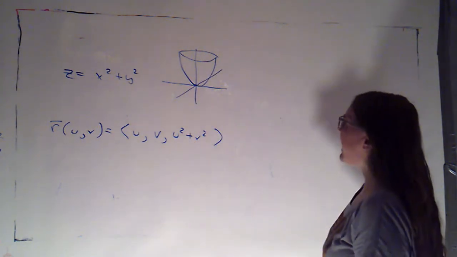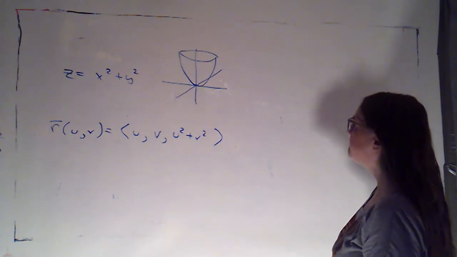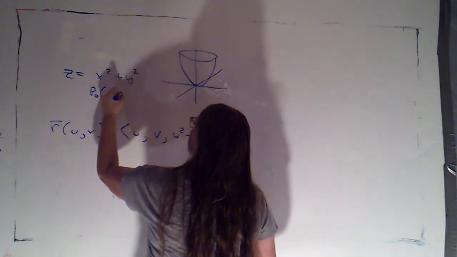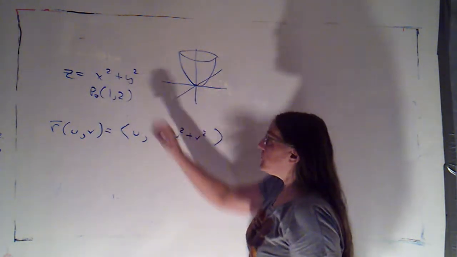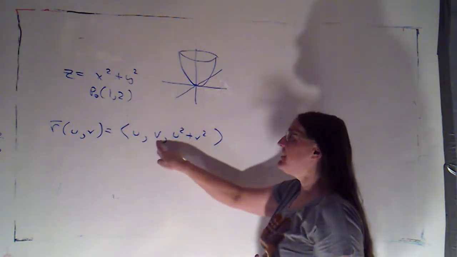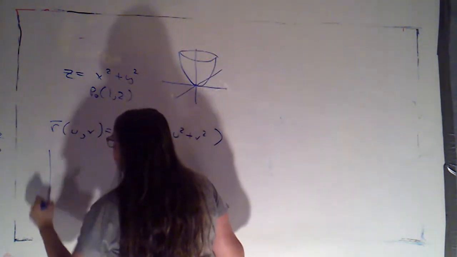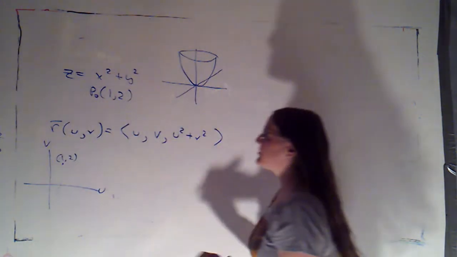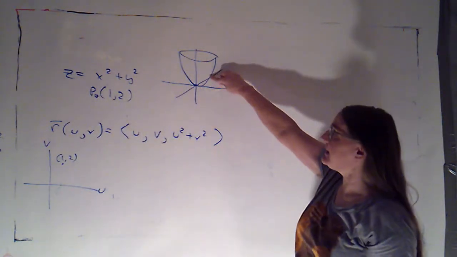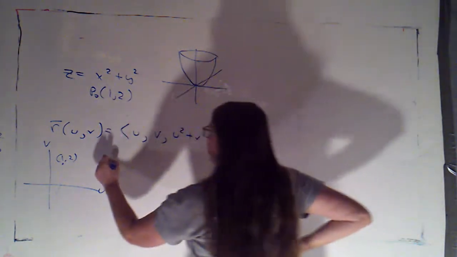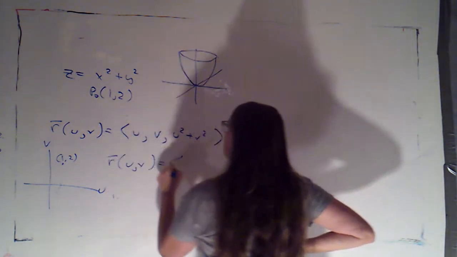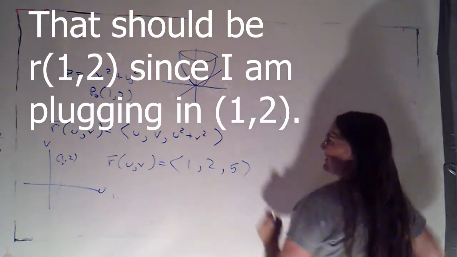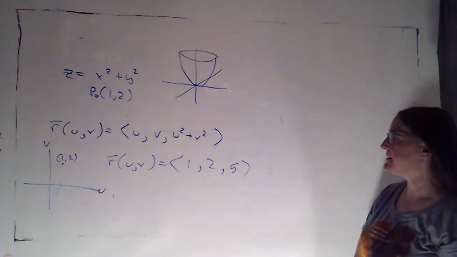Let's say I wanted to find the tangent plane at the point, let's find it at p naught 1, 2. Because x is u and y is v, that means in the uv plane I'm also looking at the point 1, 2. That's just going to map to a point here, which would be, well, let's figure it out. r of 1, 2 would be 1, 2, and 1 squared plus 2 squared would be 5. So that's going to be our point of tangency.